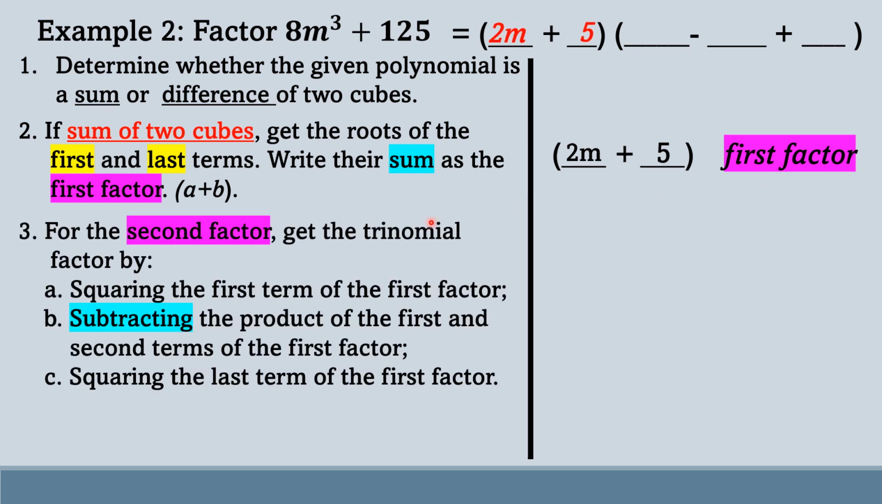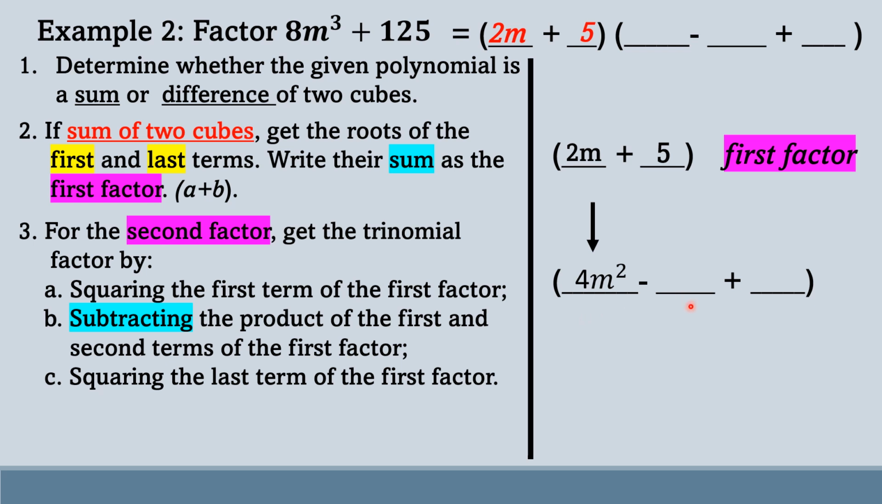Next, we are going to find the second factor. How are we going to get the trinomial factor? We are going to square the first term of the first factor. This is our first factor, and the first term is 2m. So we are going to square 2m, and that will be 4m squared.